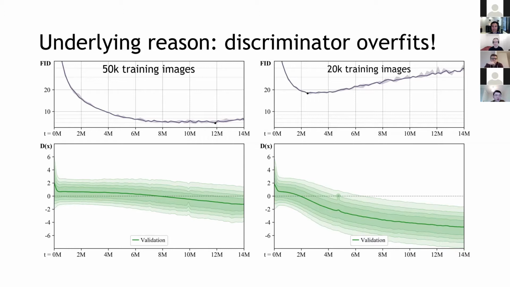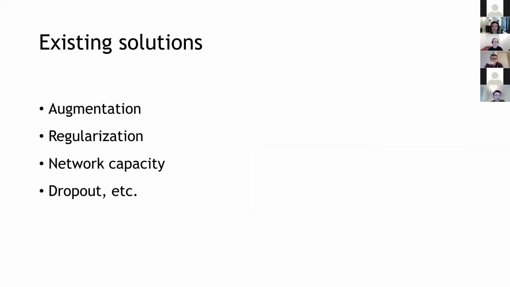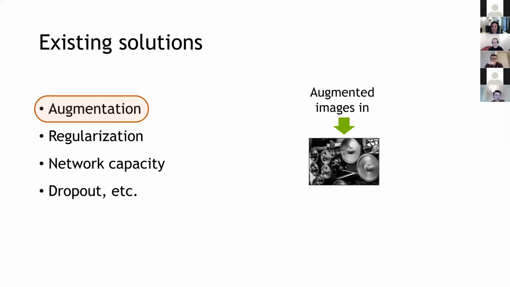There are many existing solutions, but unfortunately none of them is really that helpful with GANs. There's, for example, augmentation, which means artificially amplifying the training set with random image transformations. But there's a problem. If we train a GAN with such an augmented training set, we'll also see those same augmentations in the generated images, which is undesirable. Augmentations effectively leak to the output.